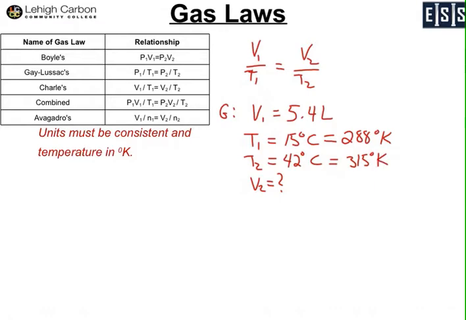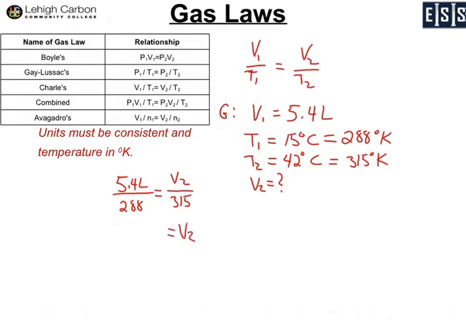So move over here to the left, we plug in our numbers. We have 5.4 liters over your initial temperature of 288 is going to equal V2, which is what we're looking for, over 315 Kelvin for your resultant final temperature. And then you should be able to do the mathematics here. You'll find that your V2 is going to be equal to 5.91 liters.